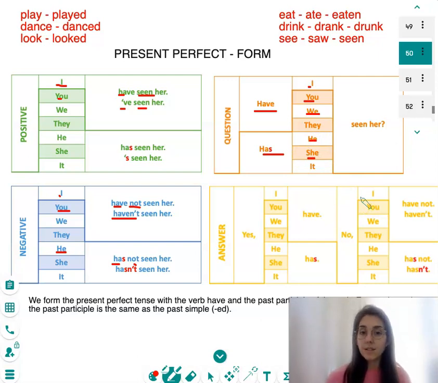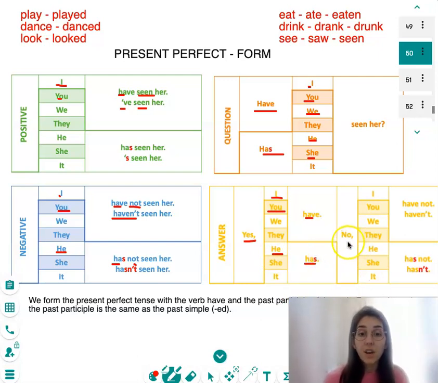And then to give an answer to that question, we would start with yes or no. So in the positive, we're going to say yes. Fairly simple: yes, I have, always. Yes, you have, etc. Again, he, she, it, has. Yes, he has, yes, she has, etc.